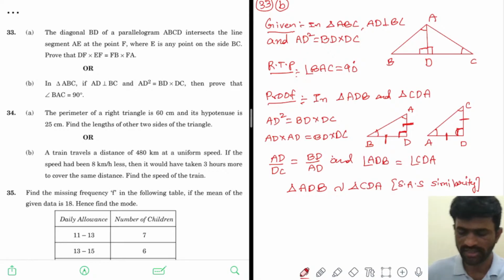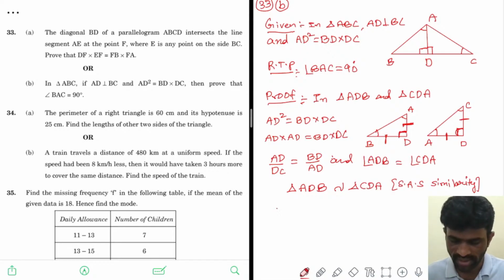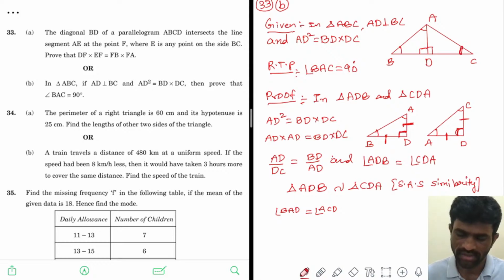When they are similar, all corresponding angles are equal. So we can say that angle BAD is equal to angle ACD. Angle BAD is equal to angle ACD. Means this angle is equal to this angle. This is angle BAD. One minute. This angle, let us take this as 1. BAD is 1. Then ACD is here. Let us take this as some A.